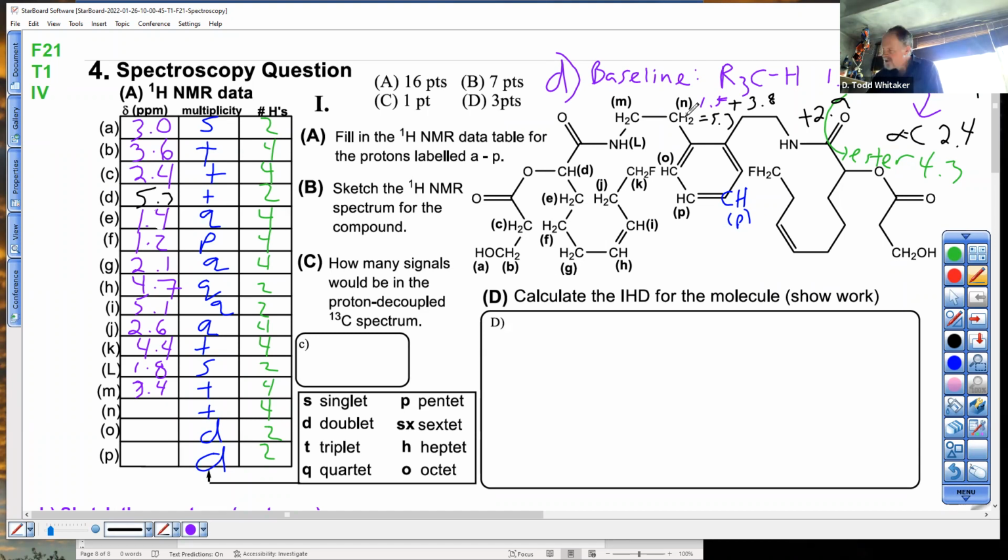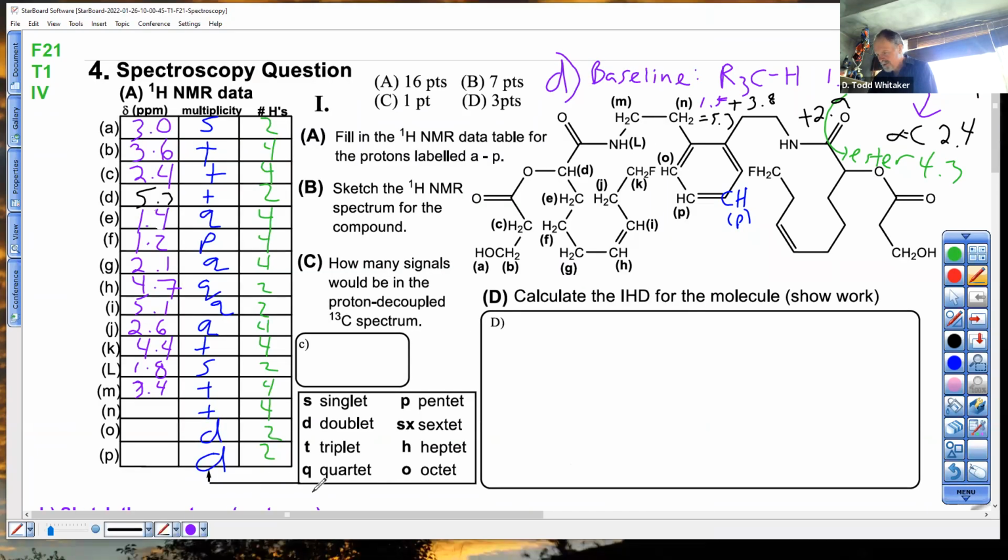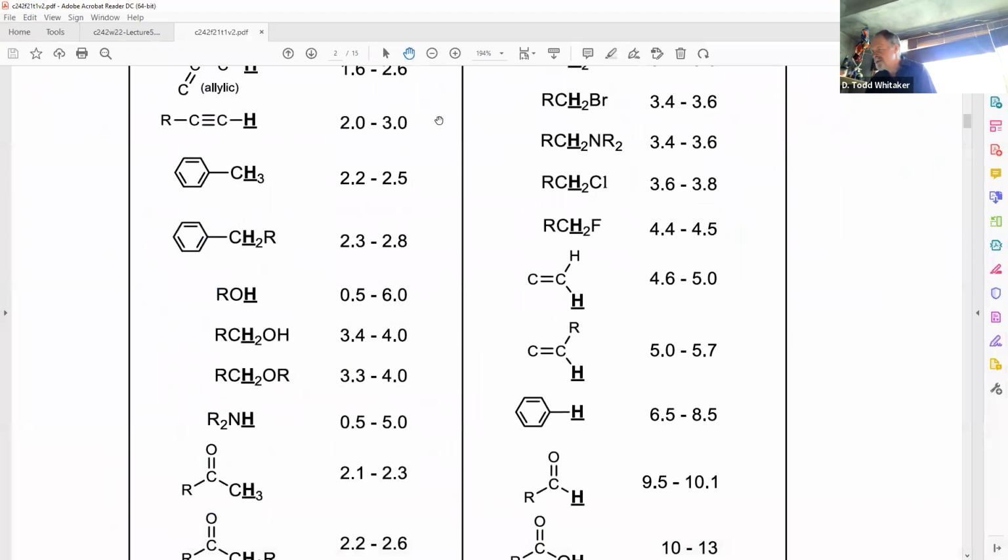N is a C, H on a C that's attached to phenyl. We call that benzylic. B-E-N. Find benzylic. Whoa. I don't know what happened there. Oh, activity 8. That's the one we didn't do earlier. Why does my PDF close? There it is. I don't even know what I'm looking for.